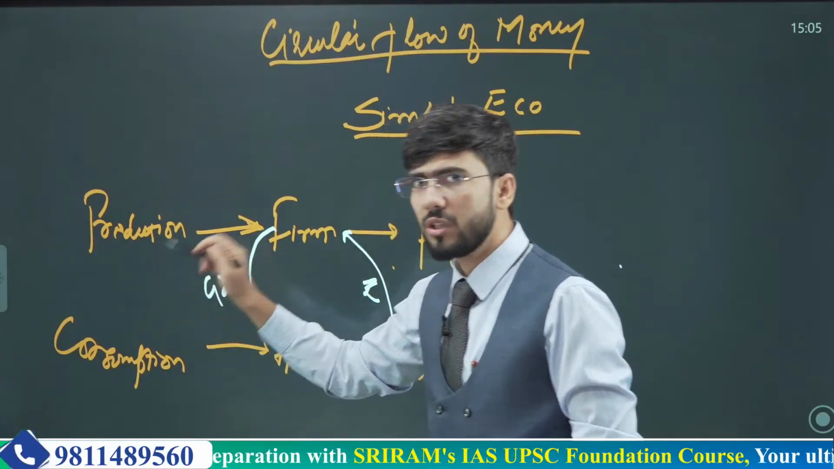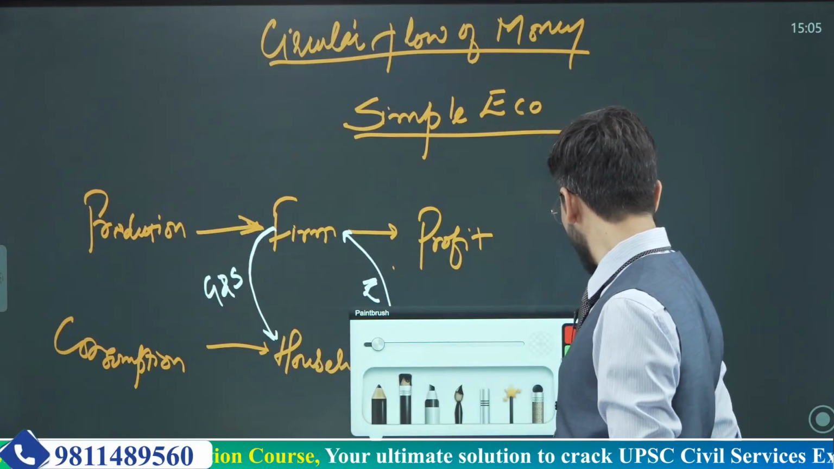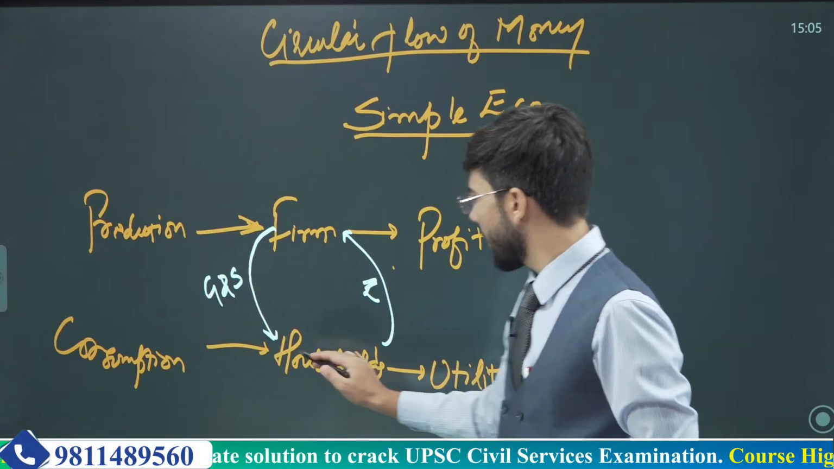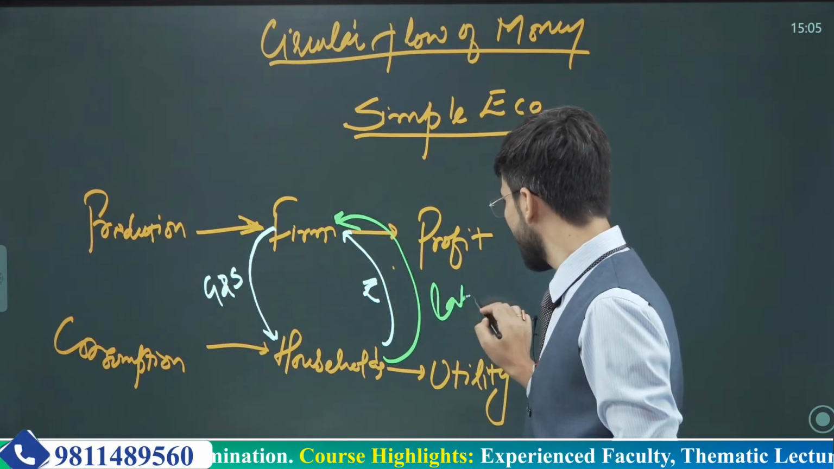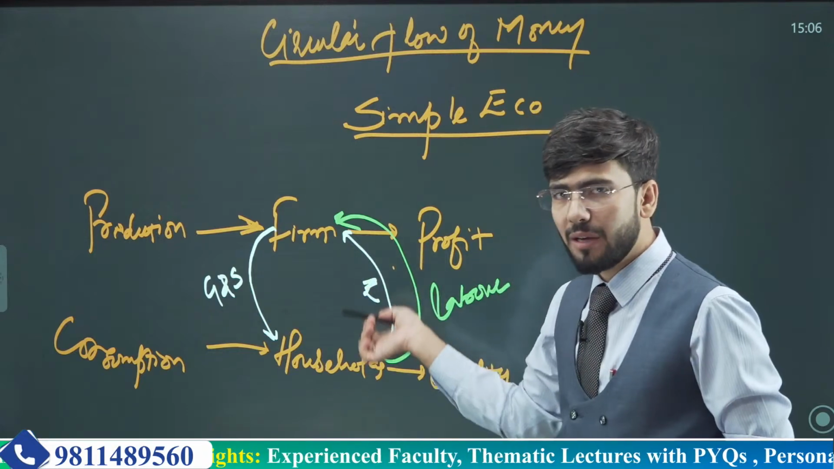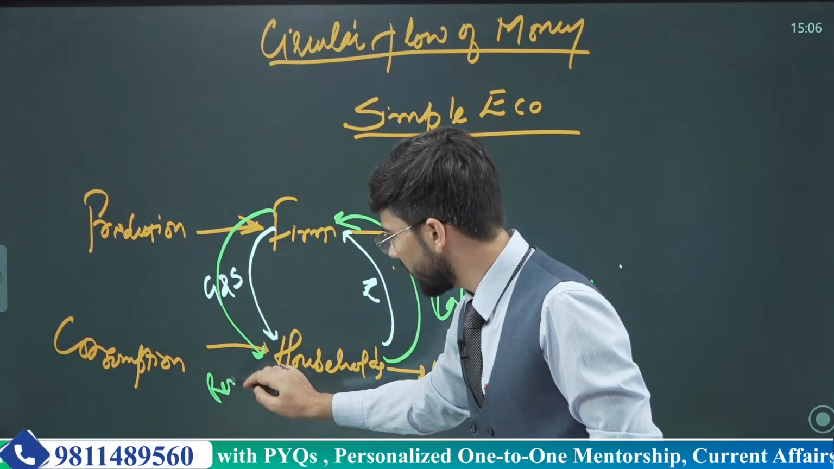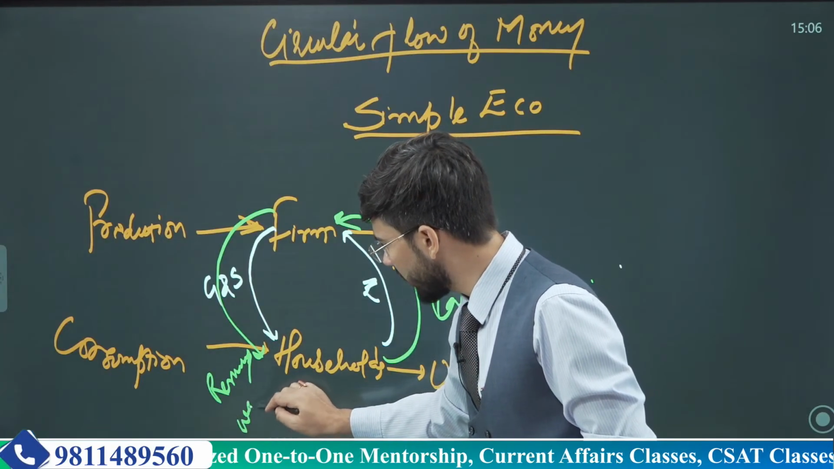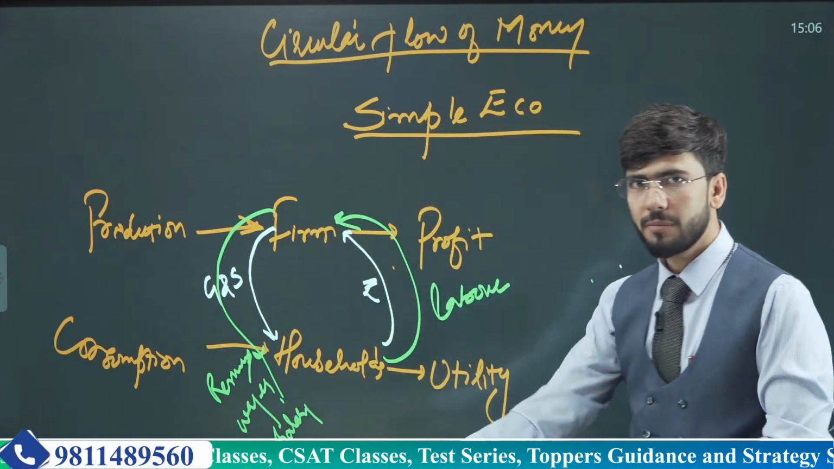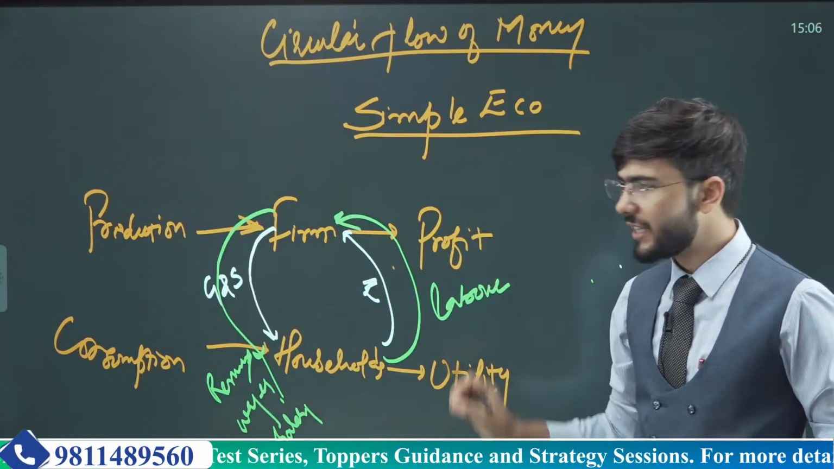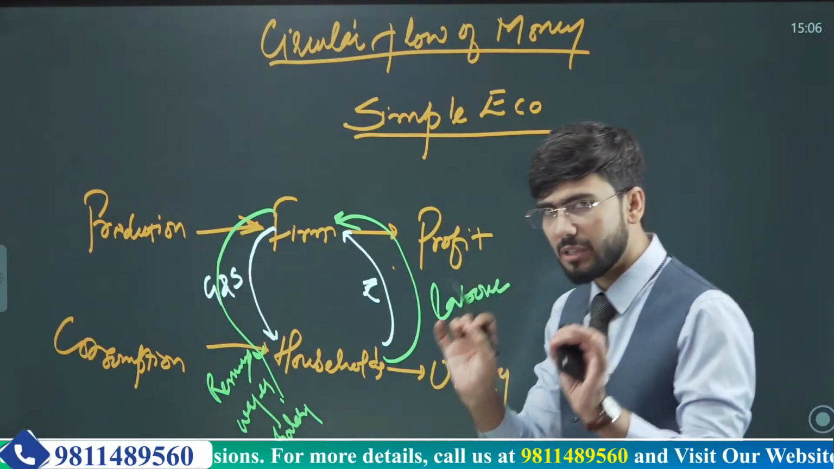In order to produce goods and services, firms need labor. This labor will be supplied by households to firms. Now this labor will also be getting remuneration or wages or salary from the firms. This sets the basic model of circular flow of economy. It is a very simple thing, understood till here?